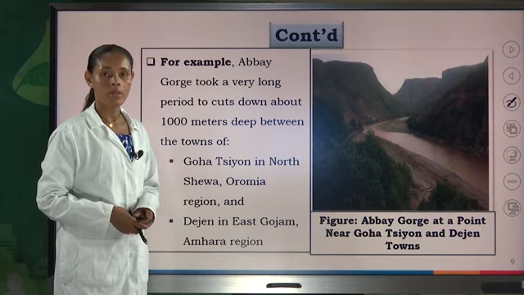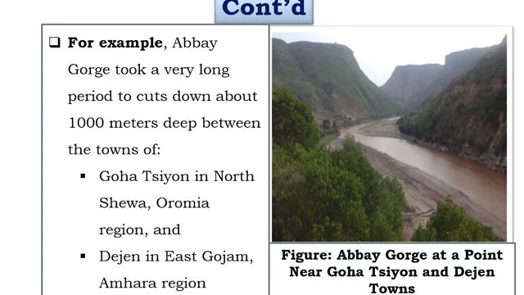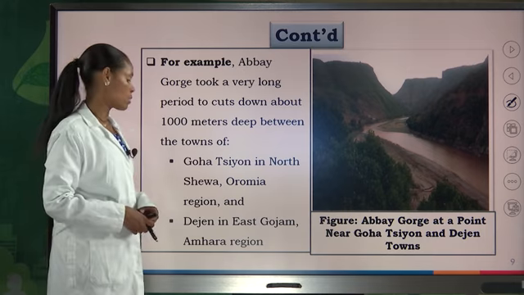Here is an image. This shows the Abai Gorge. Abai Gorge is a good example of minor types of landforms. It took a very long period to cut down about 1,000 meters deep between the towns of Gohatsion in North Shewa, in the regional state of Oromia, and Dejen town in East Gojjam, in the regional state of Amhara.